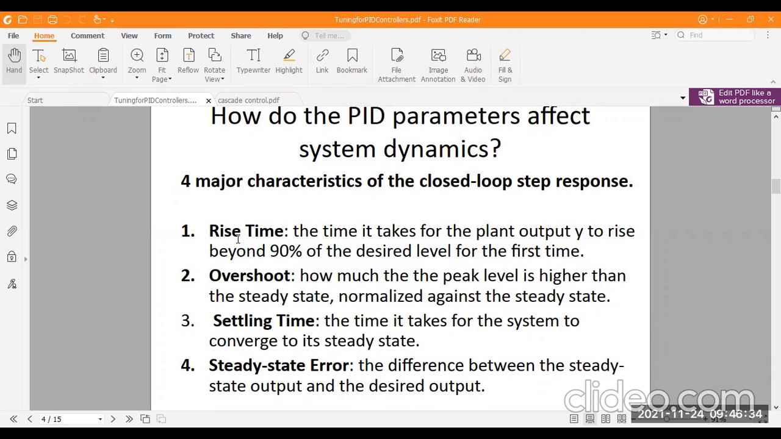Okay, first, rise time. All of you know rise time. Anyone, please tell me what is rise time. These topics you have to learn in your control system. What is rise time? Anyone? No one.